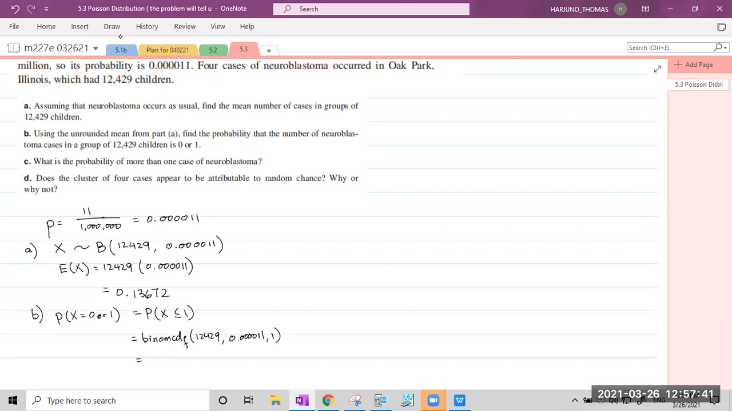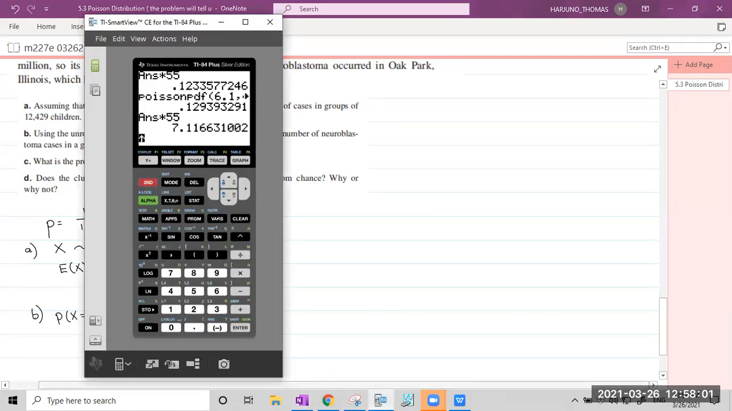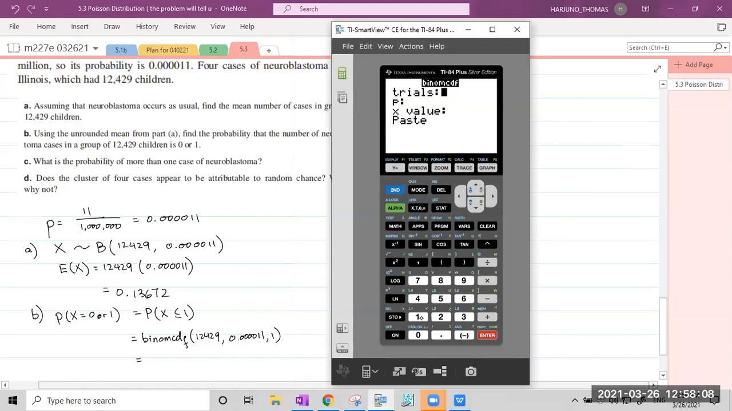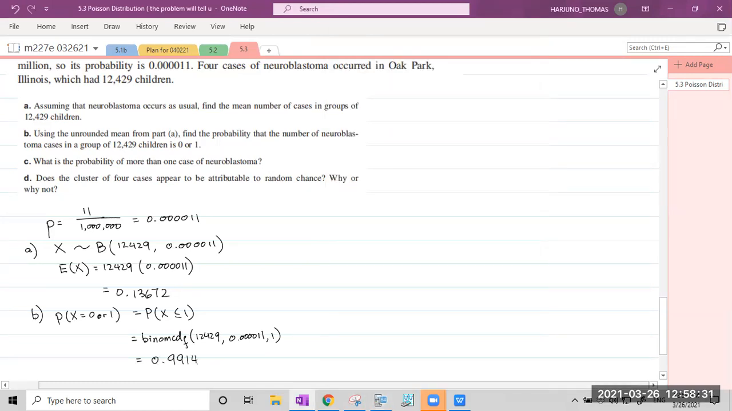Binomial Pdf, 12429, comma, 0.000011, comma 1. Oh, I'm sorry, it should be binomial CDF. I use my hand calculator. Let me just use this calculator. Binomial CDF, 12429, enter. The probability is 0.000011, up to 1. The probability is 0.99146. That is the probability to have at most one such incident.